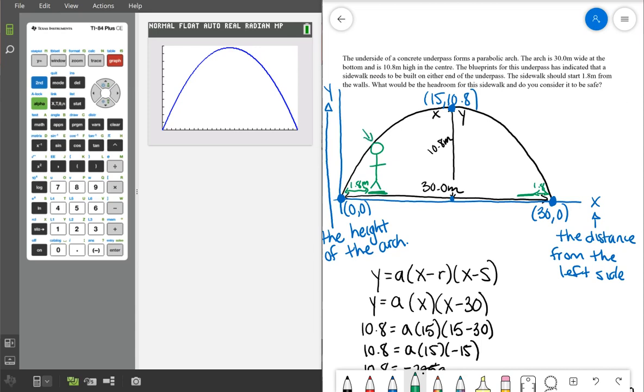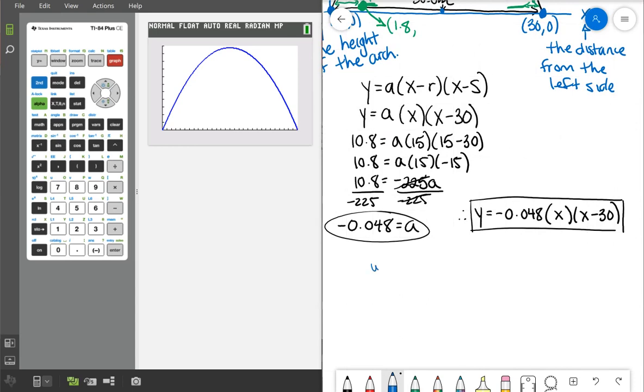And is it safe? So what we need to do here is figure out what point I'm inputting into my equation. If I'm 1.8 meters away from the left side and I was standing at this point here, what would the coordinate of that point be? Well, the coordinate would be 1.8, right? That would be my x value. So when I go up and figure, okay, well, what's the y value? That's what I don't know. We have 1.8, and then what is the y value? What we're really doing here is plugging in an x value. So let's plug this number into our equation.